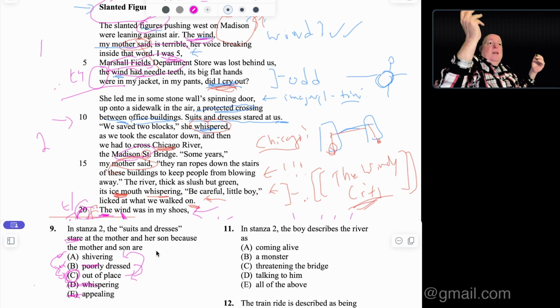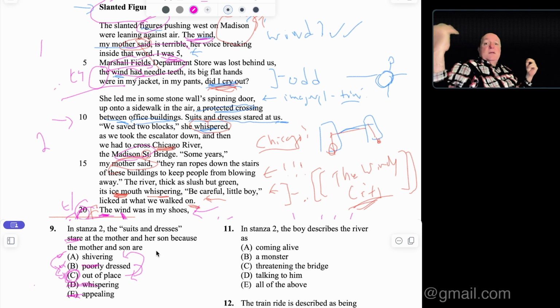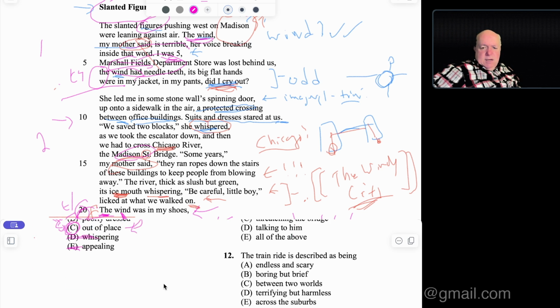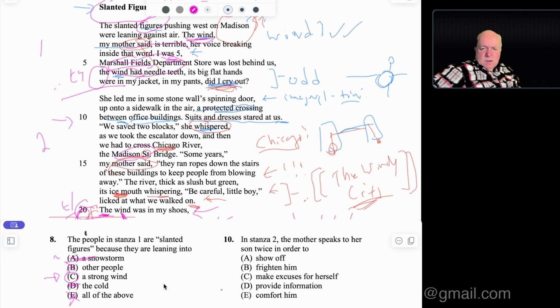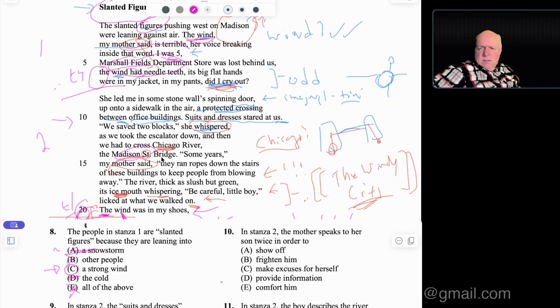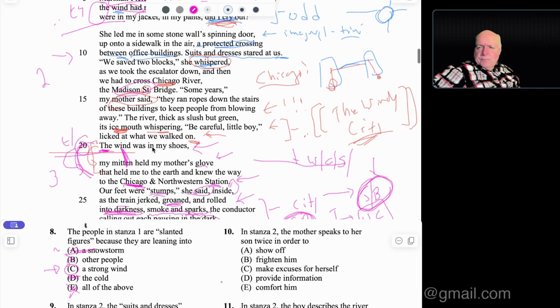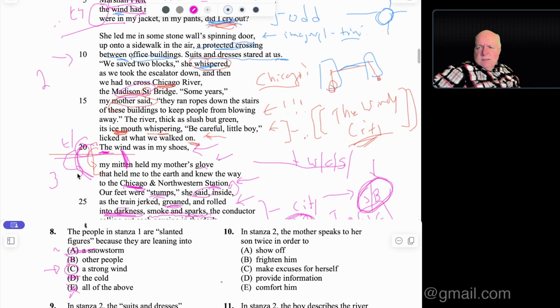And they were just like a novelty. You're at an office building, and all of a sudden there's a mother and a kid. So they were out of place. There's really nothing deeper there that is really being asked. So now it's asking about stanza number 2. In stanza 2, the mother speaks to her son twice in order to do what? So let's try to find those 2 uses.